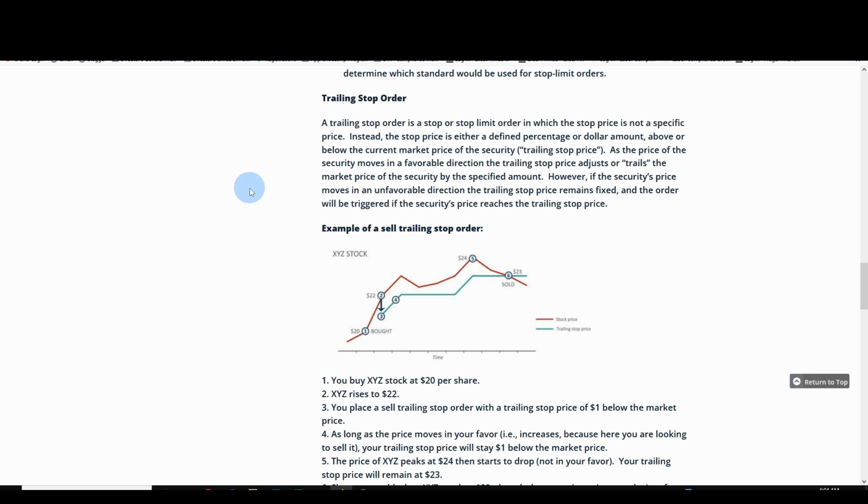However, if the security's price moves in an unfavorable direction, the trailing stop price remains fixed, and the order will be triggered if the security's price reaches the trailing stop price.